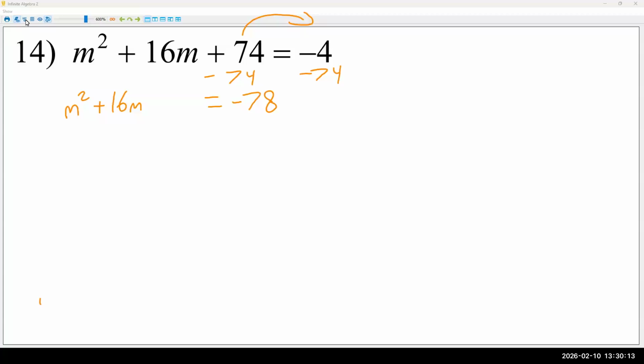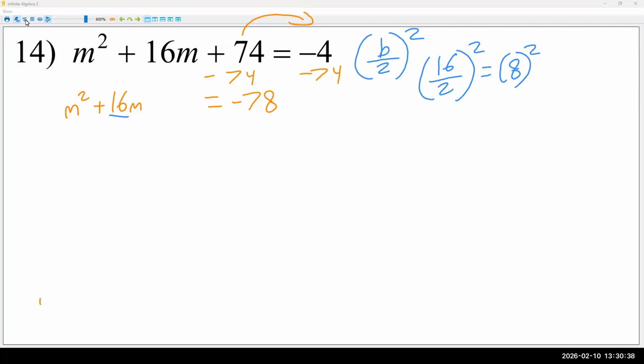Okay. Well, if you remember, we had our rule yesterday of how we're going to fill in that space. And our rule was b divided by 2 squared. Well, here the b is 16. So 16 divided by 2 squared. Well, 16 divided by 2 is 8, and 8 squared is 64. So plus 64 here, plus 64 here.